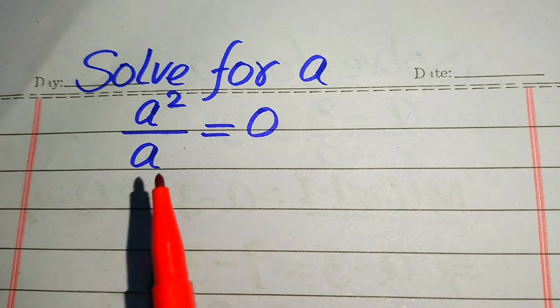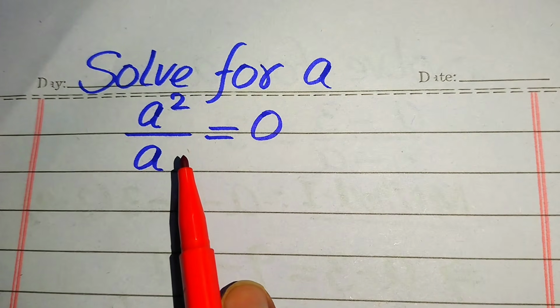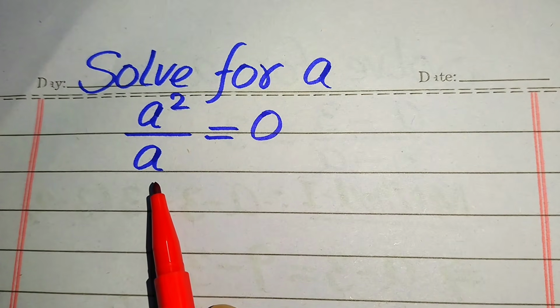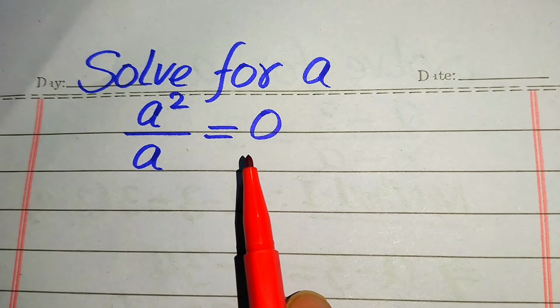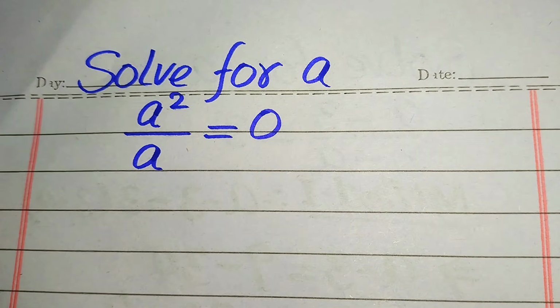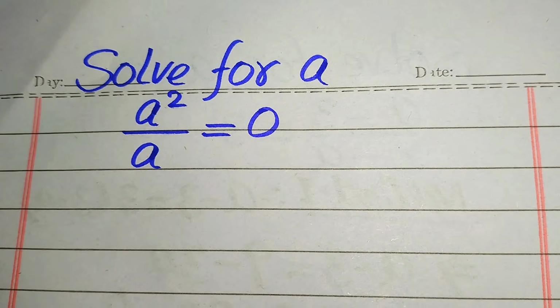So here we have a nice algebraic equation: a squared divided by a equals 0, and we solve this problem for all the values of a. First we need to find all the roots of this equation, and at last we will verify which of the roots are solutions and which of the roots are extraneous roots. Further, at the end I will explain the difference between a solution and an extraneous root.